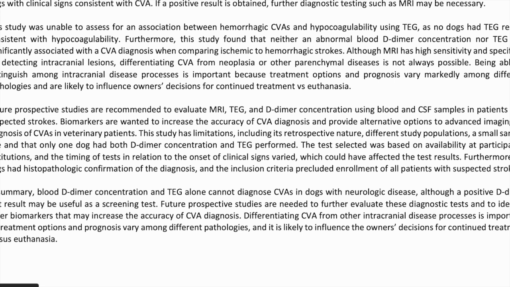Furthermore, no dogs had histopathologic confirmation of the diagnosis, and the inclusion criteria precluded enrollment of all patients with suspected strokes. In summary, blood D-dimer concentration and TEG alone cannot diagnose CVAs in dogs with neurologic disease. Although a positive D-dimer test result may be useful as a screening test, future prospective studies are needed to further evaluate these diagnostic tests and to identify other biomarkers that may increase the accuracy of CVA diagnosis. Differentiating CVA from other intracranial disease processes is important, as treatment options and prognosis vary among different pathologies, and it is likely to influence the owner's decisions for continued treatment versus euthanasia.